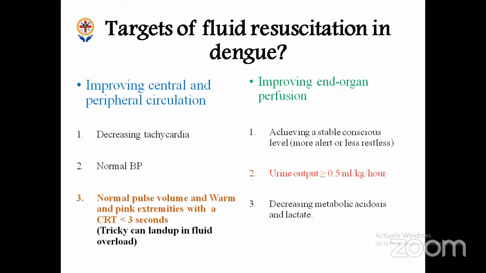People get confused here just because it's textbook teaching that you have to achieve everything normal. But if you're trying for everything normal, you can land up in fluid overload. So my suggestion is not to go for full correction. You accept low normal pulses, cold peripheries, and a 4 to 5 second CRT when urine output is more than 0.5 ml per kg per hour.